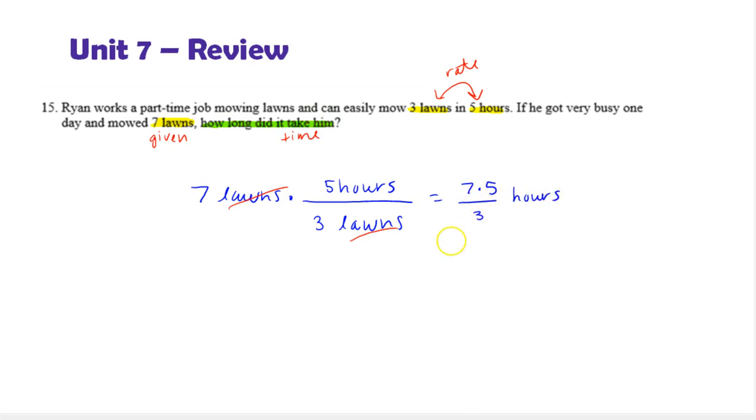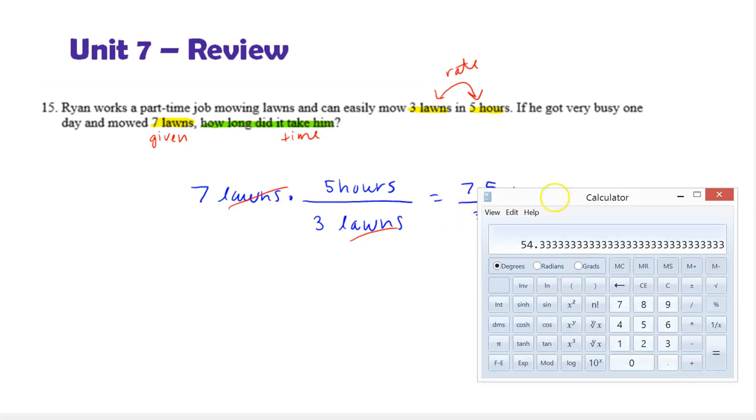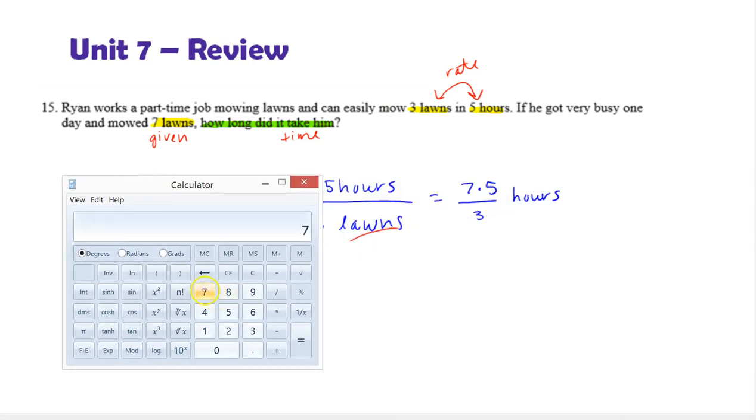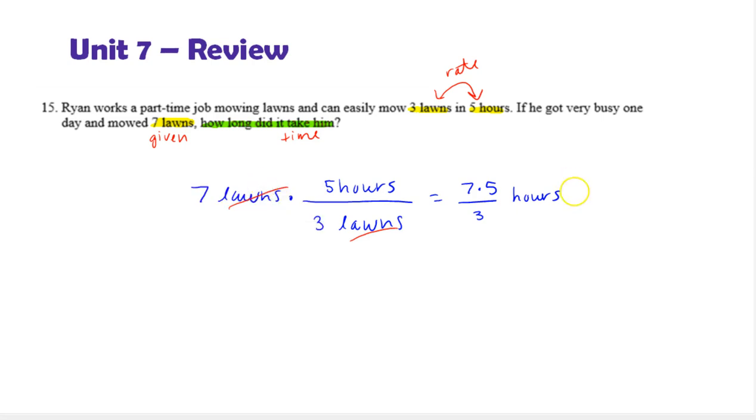Now let's compute this. We'll round if we need to, which we will. So 7 times 5 divided by 3 gives us, rounding to 2 decimal places, I'd round up to 11.67. Equals 11.67 hours. Okay, let's look at the next one.